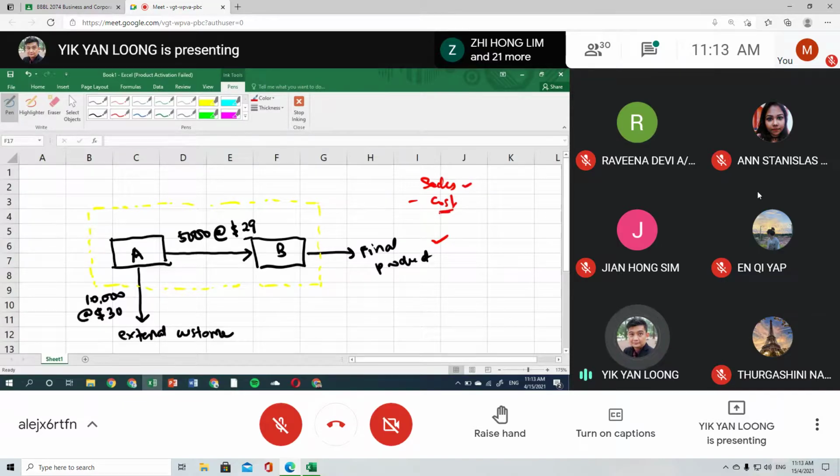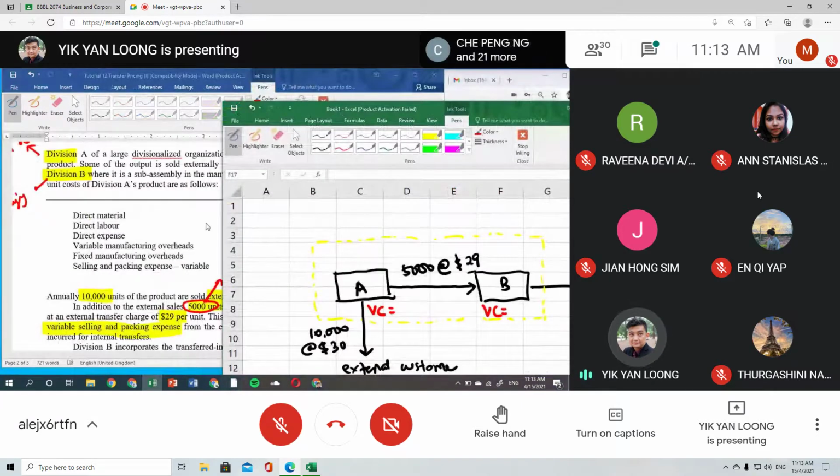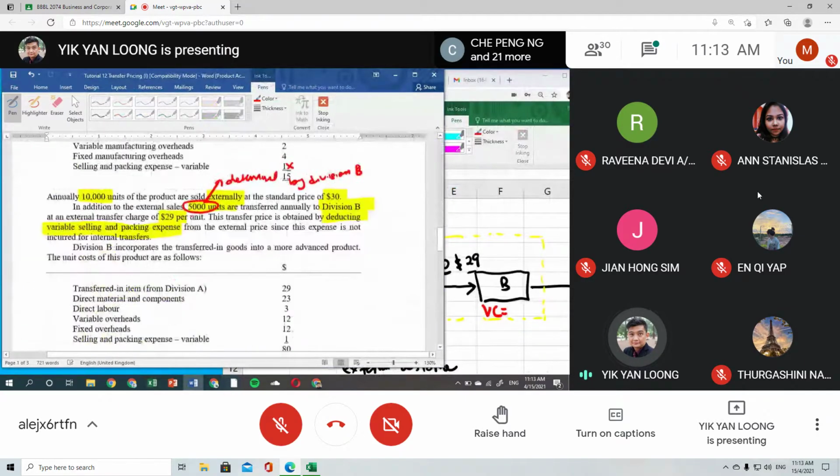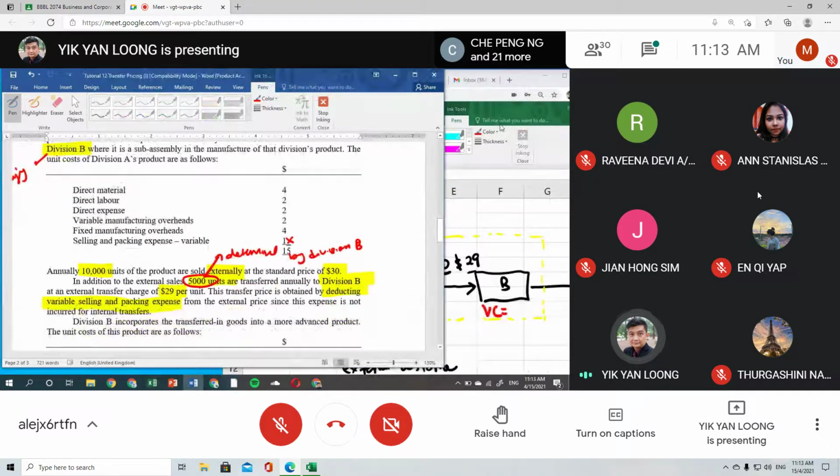Your cost here is the cost of making incurred by A and B. So we would take the variable cost incurred by division A and add the variable cost incurred by department B. The first thing that we need to do here is to establish what is the variable cost incurred by A and B in order to produce the final product. Now, coming back to the question, from division A's point of view, if we only look at the variable cost of production, it will include here, here, here, here.